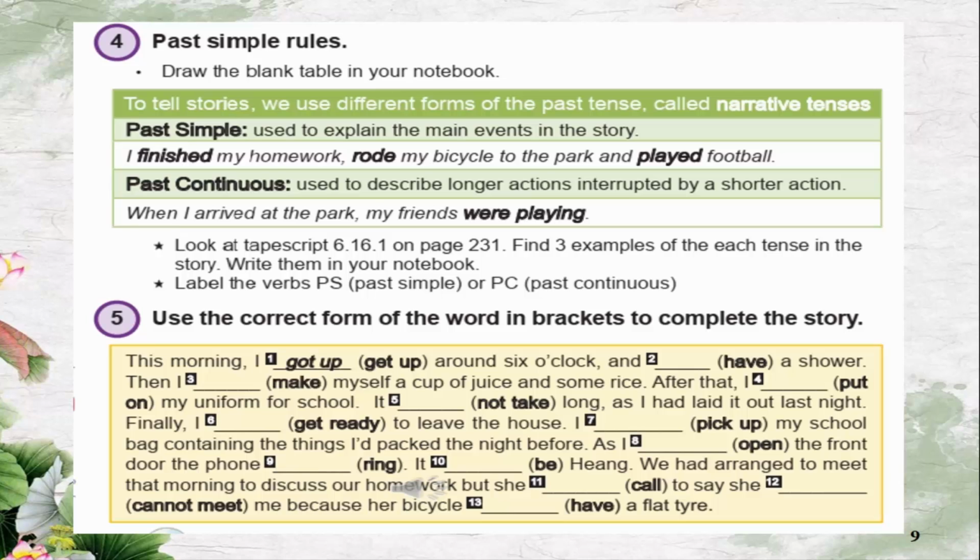This morning, I got up around 6 o'clock and had a shower. Then I made myself a cup of juice and some rice. After that, I put on my uniform for school. It didn't take long, as I had laid it out last night. Finally, I got ready to leave the house. I picked up my school bag containing the things I had packed the night before. As I was opening the front door, the phone rang. It was Hyung. We had arranged to meet this morning to discuss our homework, but she was calling to say she couldn't meet me because her bicycle had a flat tire.